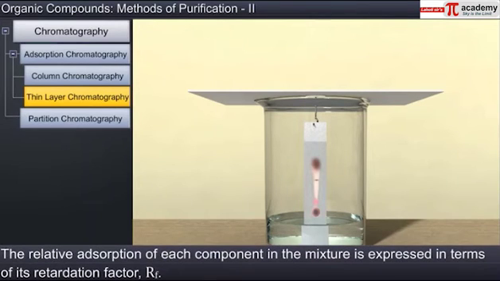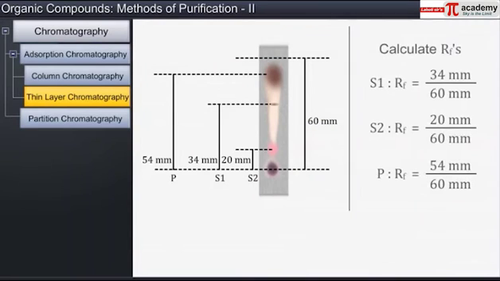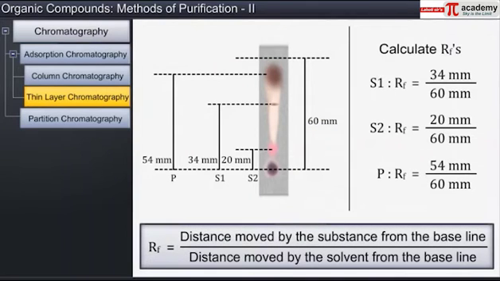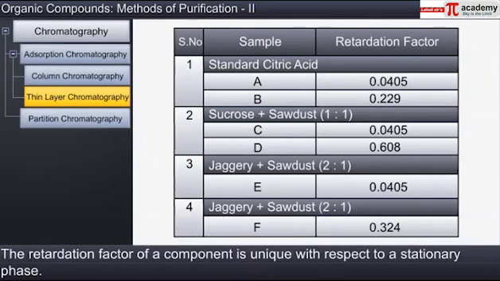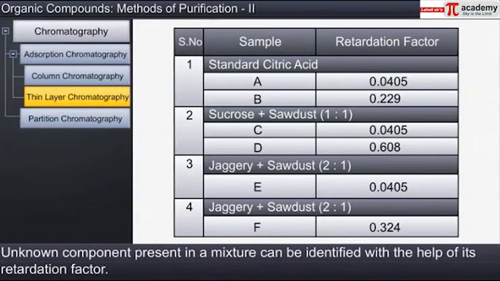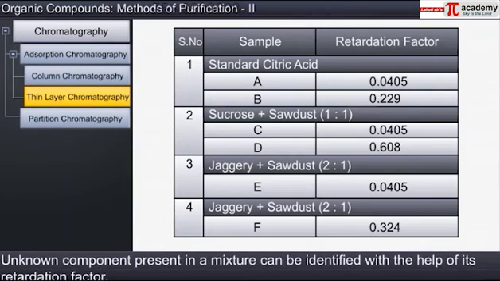The relative adsorption of each component in the mixture is expressed in terms of its retardation factor, RF. The value of the retardation factor is determined by dividing the distance moved by the substance from the baseline by the distance moved by the solvent from the baseline. The retardation factor of a component is unique with respect to a stationary phase. Hence, any unknown component present in a mixture can be identified with the help of its retardation factor.